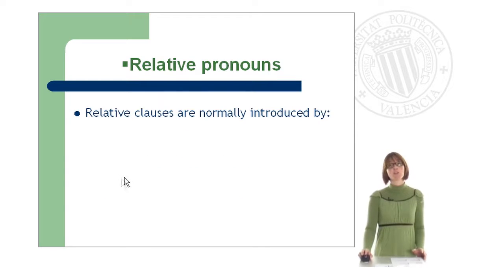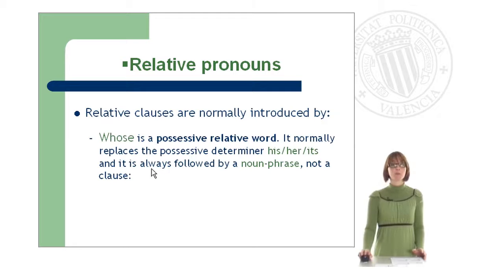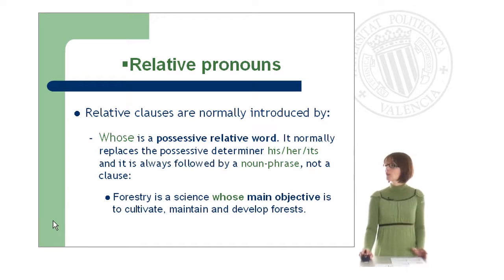Okay, a relative clause can also be introduced by whose. Whose is a possessive relative word. It normally replaces the possessive determiner his, her, its, and is always followed by a noun phrase, not a clause. Let's have a look at the example. Forestry is a science whose main objective is to cultivate, maintain, and develop forests. In this case, whose is a possessive relative word and is followed by a noun phrase, main objective.